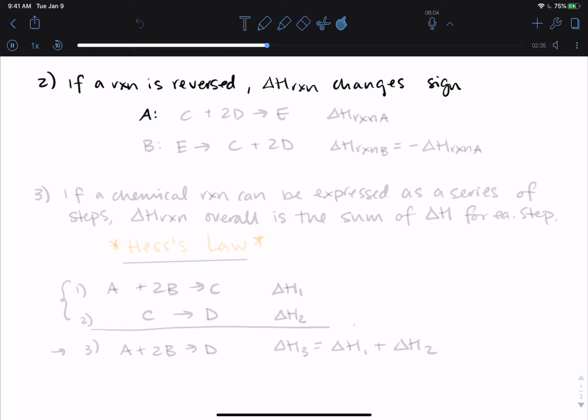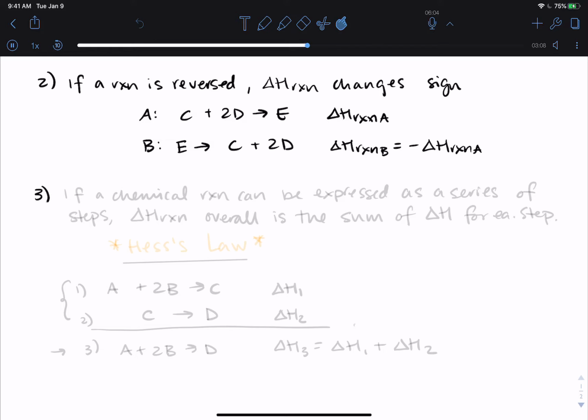So again, with the examples, if reaction A is C plus 2D going to E, and this has some deltaH reaction A value, and reaction B is E turning into C plus 2D. The deltaH reaction for reaction B is equal to the opposite of deltaH reaction for reaction A.